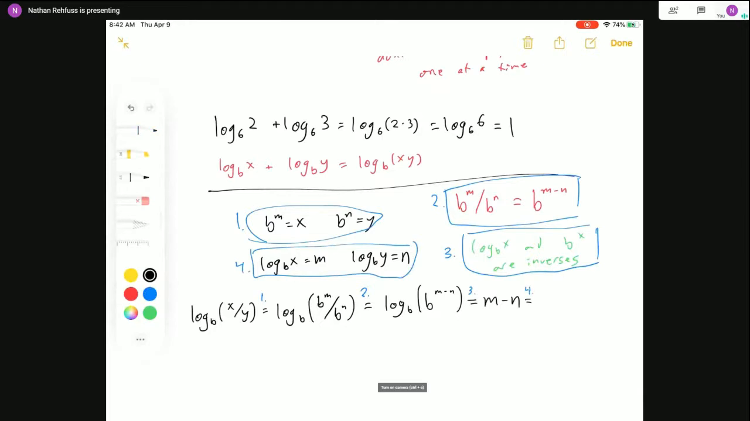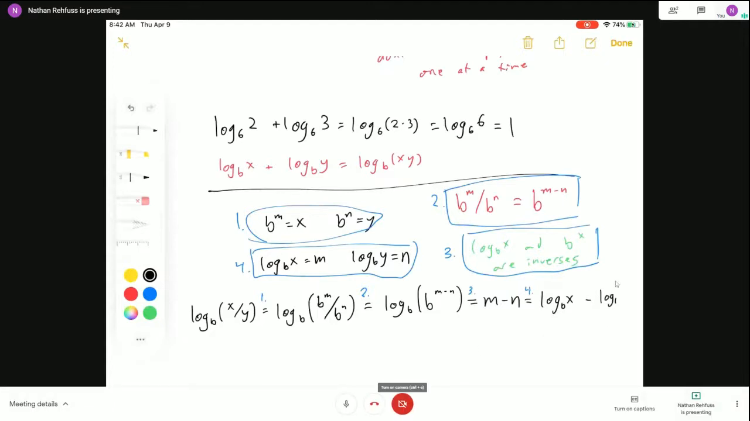So m is log base b of x, and n is log base b of y. So exactly like the last proof, what we've got now is that if I have division inside the logarithm, that's the same as subtraction outside the logarithm. So it corresponds very closely to this product rule.